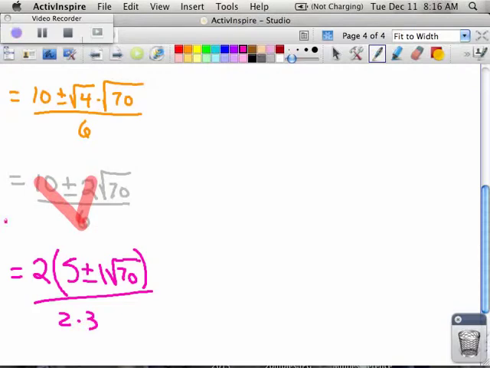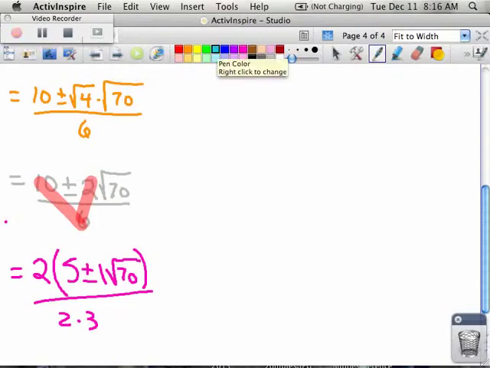2 times 5 is 10. 2 times 1 is 2. And 2 times 3 is 6. Sometimes we forget how to do that. No big deal. It's a refresher. And if you struggle with that, I can definitely help you some more while we have work time.